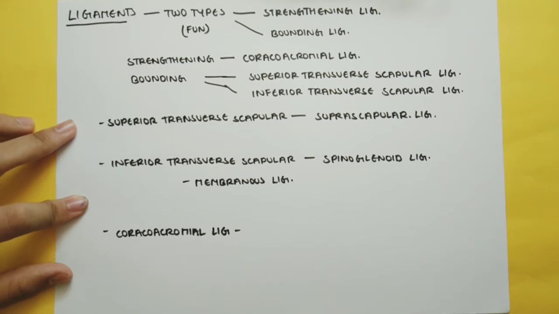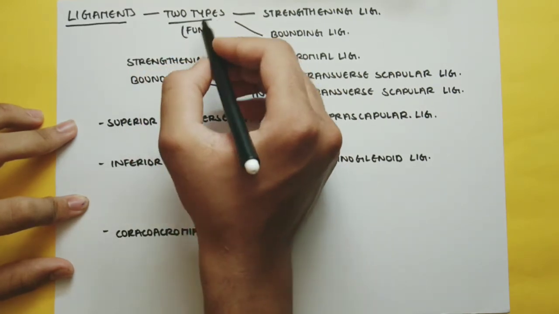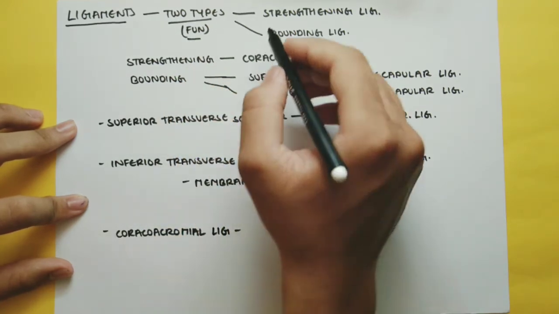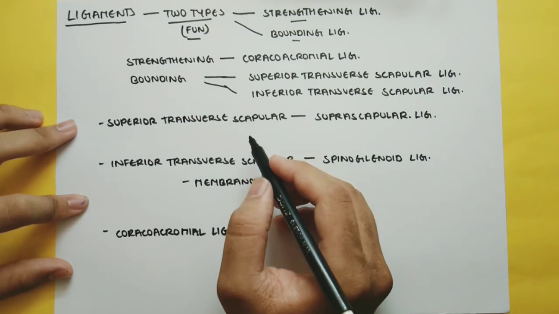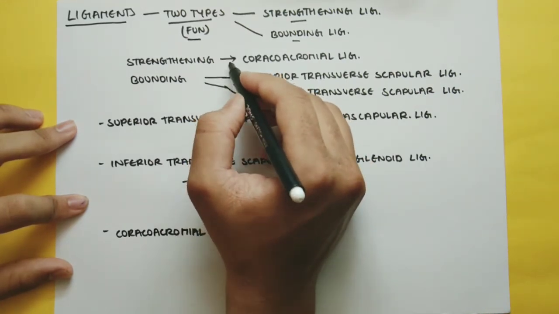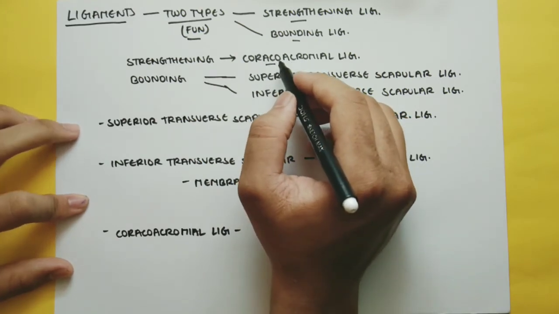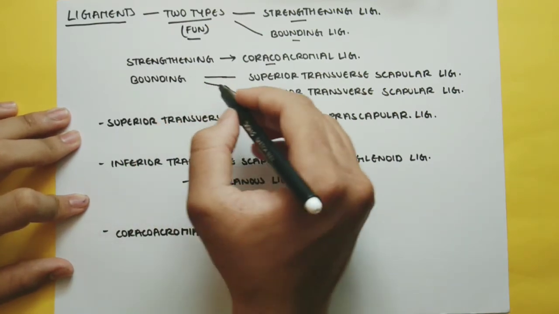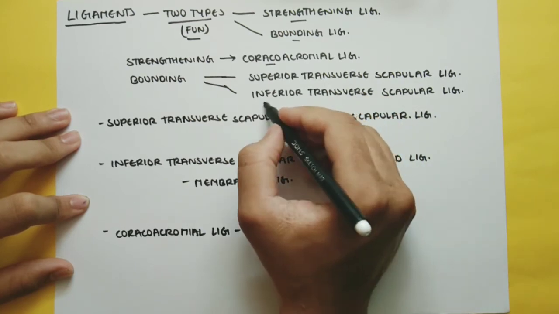Now let's talk about ligaments of the scapula. The intrinsic scapular ligaments are of two types by function: strengthening ligaments and bounding ligaments. The strengthening ligament is a single type, the coracoacromial ligament, which is between the coracoid process and acromion of the scapula. And the bounding ligaments are of two types, the superior transverse scapular ligament and the inferior transverse scapular ligament.